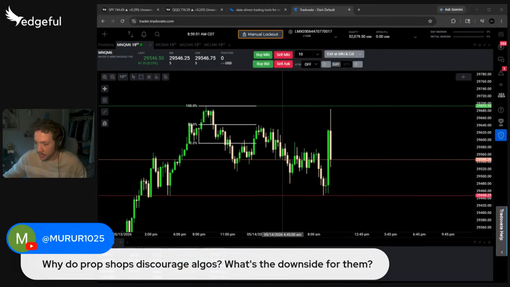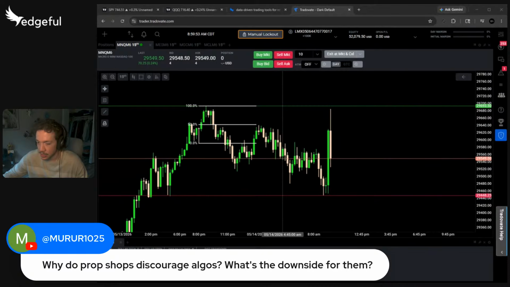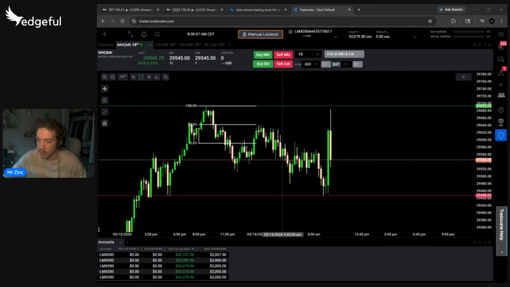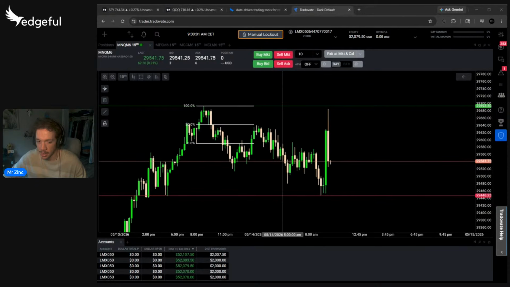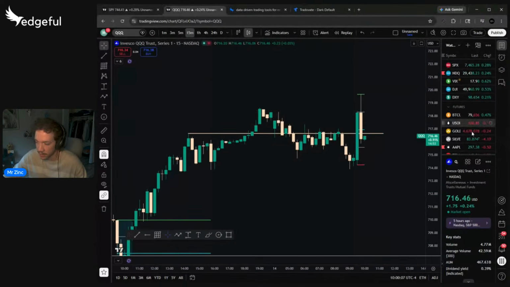Why do prop firms discourage algos? What's the downside for them? Algos make more money than people do trading. Prop firms don't like you making money. They make money off of you blowing accounts. That has always been the business model of prop firms. It will always be the business model of prop firms. So if you use an algo that takes away your human ability to lose money, they do not like that. So they will not allow you to use an algo. Simple as that.